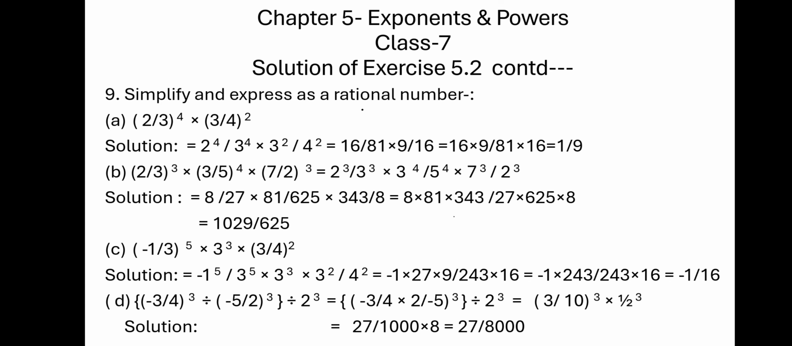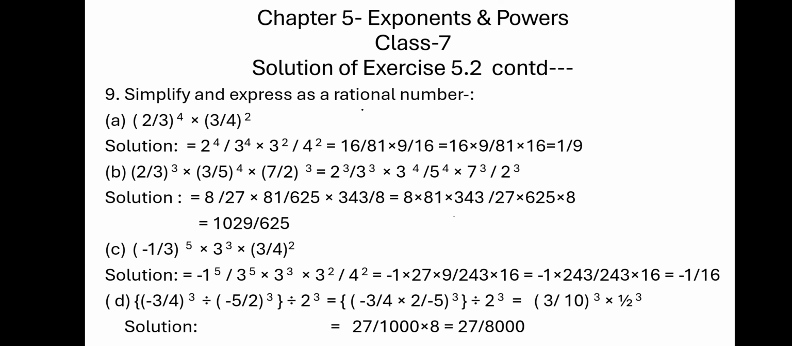So negative 1 into 243, because 27 nines are 243, divided by 243 into 16. Now 243 gets cancelled with 243. So the answer is negative 1 upon 16 is the rational number for this question.